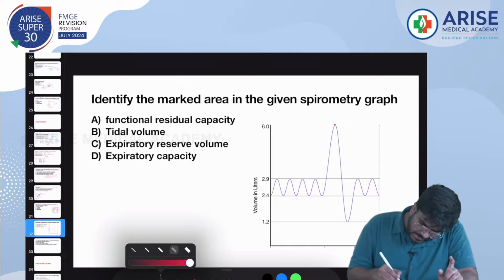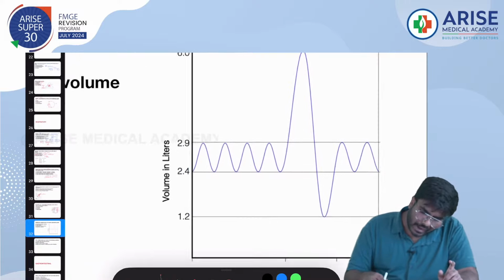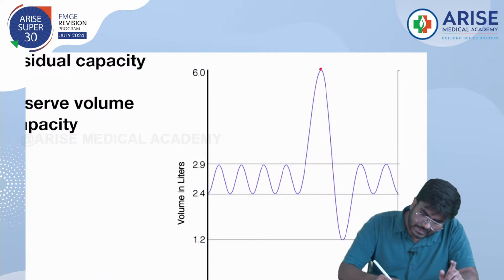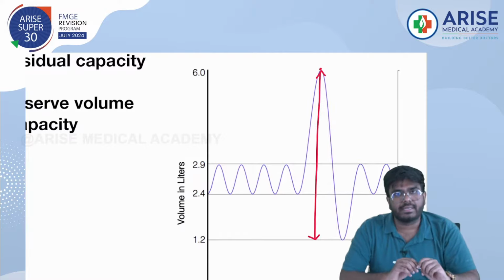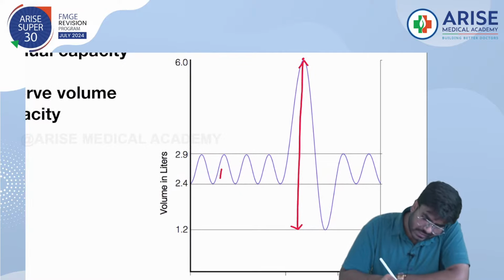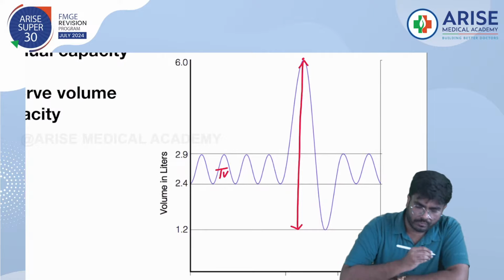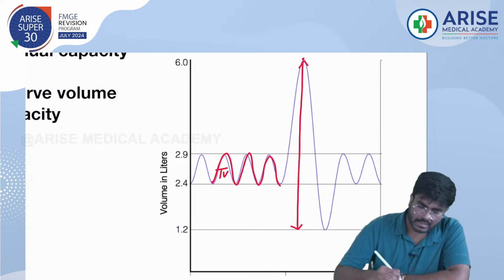Next, in the recent exam, they have asked about the spirometry. You have to know about the spirometry. Identify the marked area in the spirometry graph. Now, this is the marked area. What do you think this marked area is? See, you know, this is the normal tidal volume. These curves are representing the tidal volume.